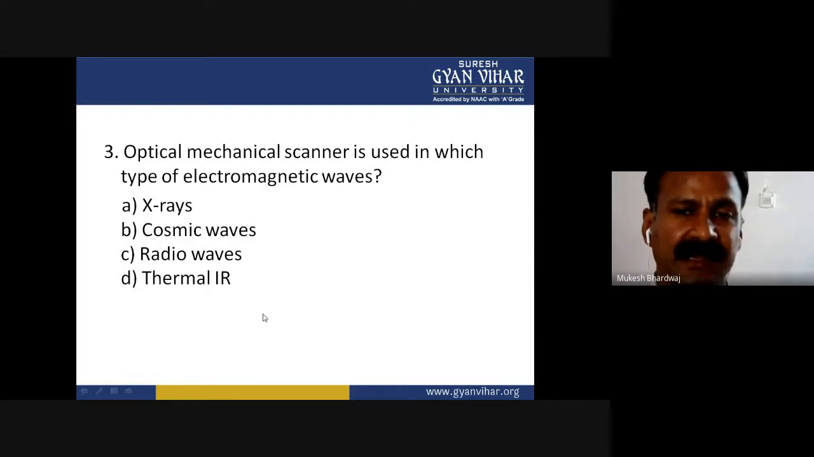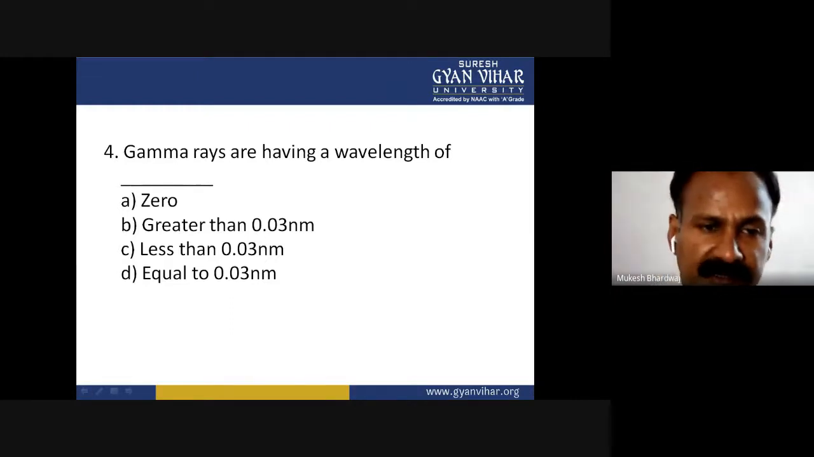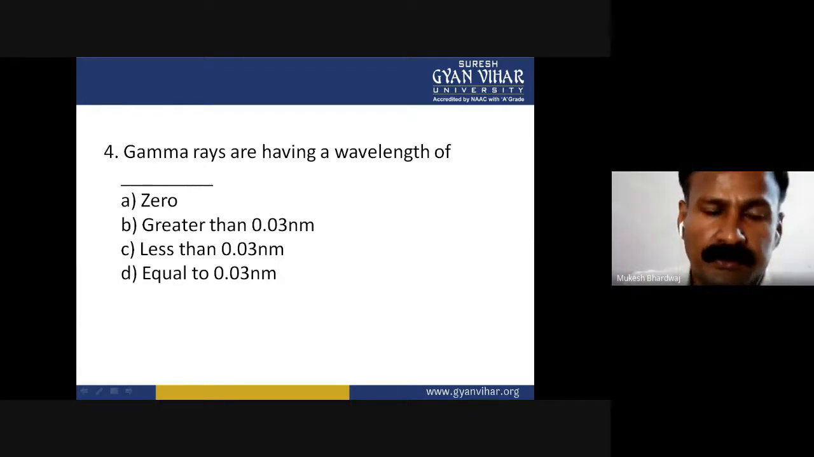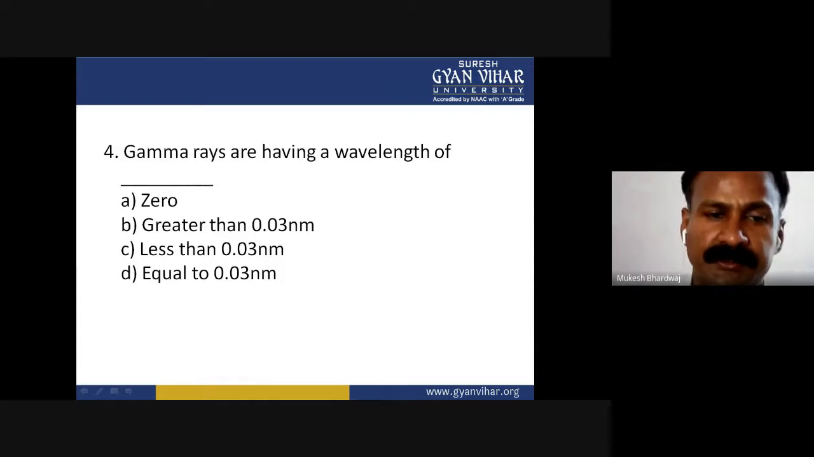Optical mechanical scanner is used in which type of electromagnetic waves? X-ray, cosmic waves, radio waves, thermal infrared. So choose the appropriate answer. Gamma rays are having a wavelength of: 0, greater than 0.03 nanometers, less than 0.03 nanometers, equal to 0.03 nanometers. Choose the appropriate answer.